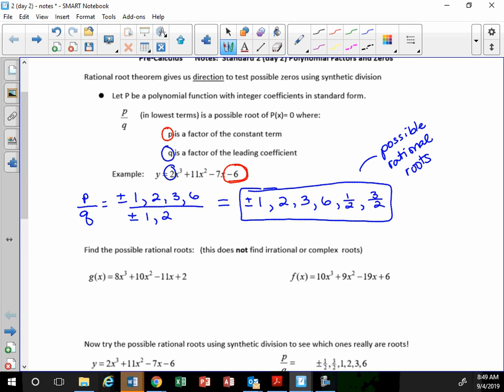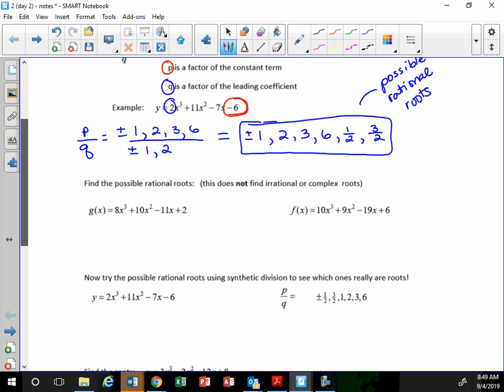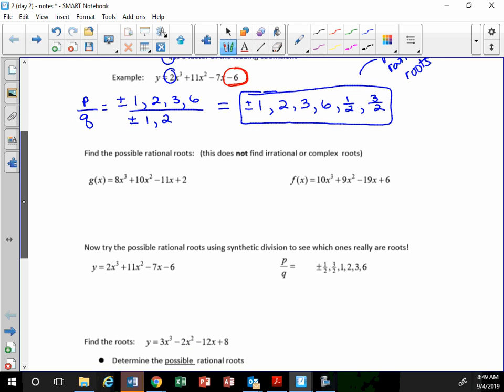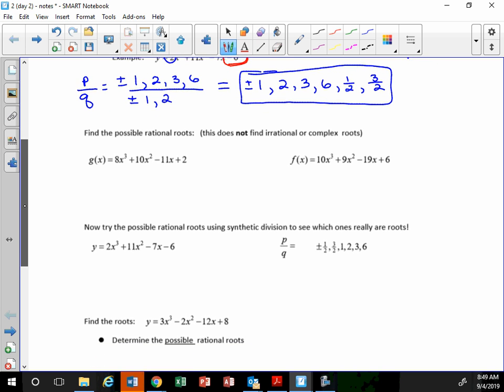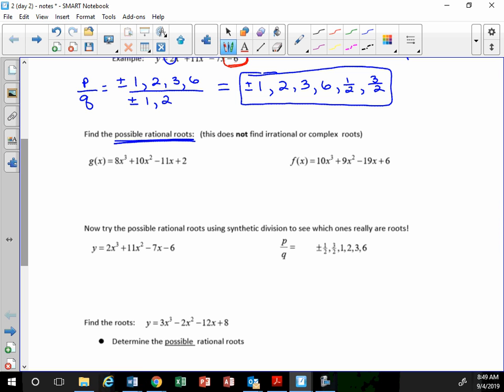Please read directions. If all I say is find the possible rational roots, you make the list and you're done. You don't have to tell me which ones work. Don't do all the extra work, okay? So let's look at this little g of x function here. All I'm asking for is possible rational roots. That means make your p over q list.